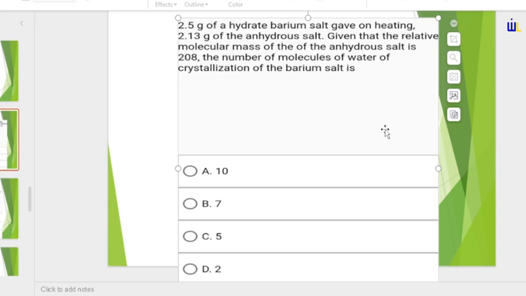One minute, your time starts. Let me put a timer. Your timer started. 58 seconds. Are you using the anhydrous salt formula or the hydrated salt formula?